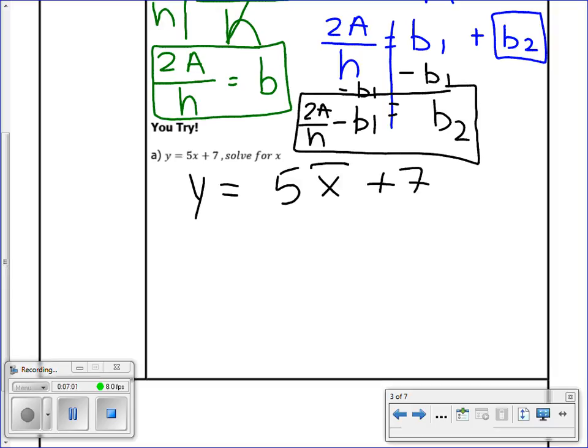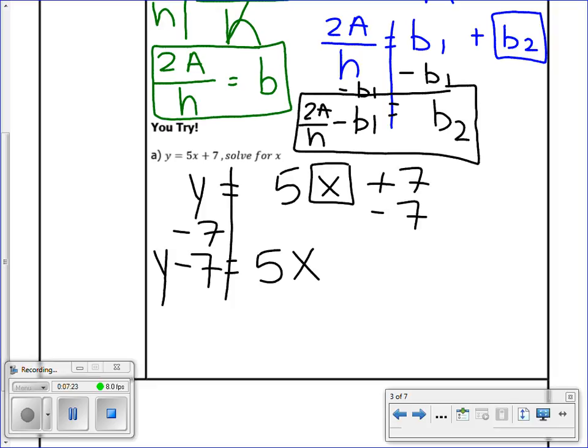So again, I'm going to put a box around x and draw a line down my equal sign. If I were to cover up my 5x, I have a plus 7 there. I need to subtract 7 from both sides. You're undoing the operation that's occurring. Y and 7 don't go together, so it's simply y minus 7 equals 5 times x.